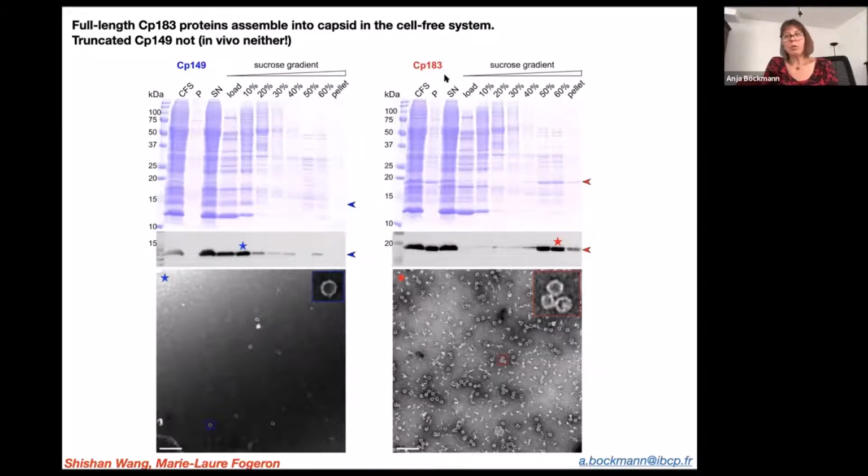And when we use the full-length protein, which does assemble around the RNA, which is present in the reaction, you see then that they assemble. You see all these capsids under the microscope, and they migrate to the 50 and 60% fraction.